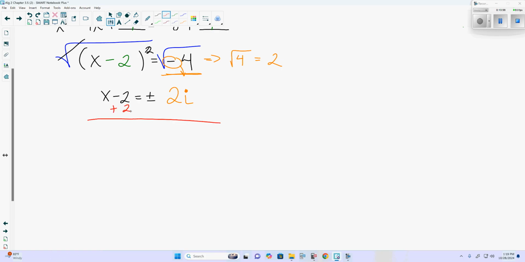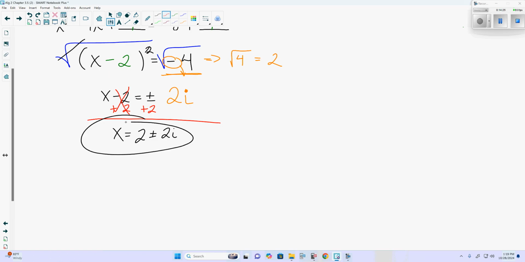Next thing we need to do is add 2 to both sides. Because our negative 2 plus 2 will cancel, telling us x is equal to 2 plus or minus 2i. Now the big question, are 2 and 2i like terms? No. That's it. x is equal to 2 plus or minus 2i.